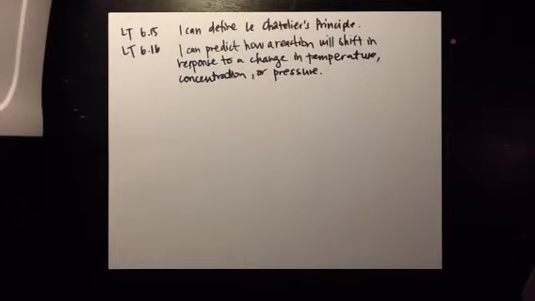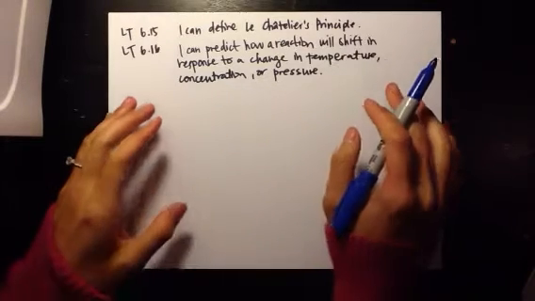So I'm going to put learning targets 6.15 and 6.16 together because they kind of run perfectly together. Learning target 6.15 is I can define Le Chatelier's principle, and 6.16 is I can predict how a reaction will shift in response to a change in temperature, concentration, or pressure.